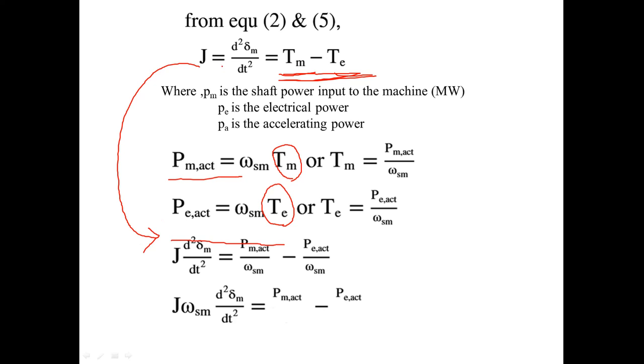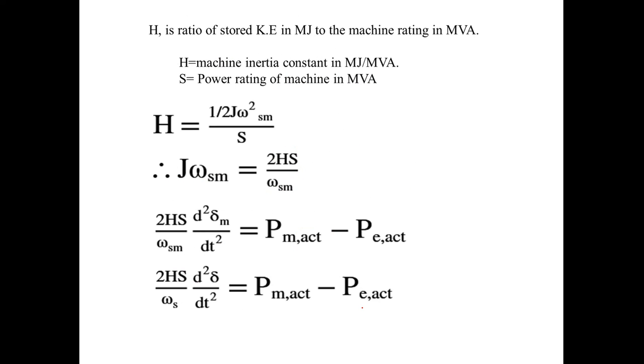When I am substituting here, this will not be there. J d²δm/dt² will be equal to Pm. What is Tm and Te? It is Pm actual minus Pe actual. And this is common, so ωsm will be here, I'm just keeping this side. So J ωsm d²δm/dt² is equal to Pm actual, power in mechanical, minus electrical power developed, actual value. From this we have to find the inertia constant.